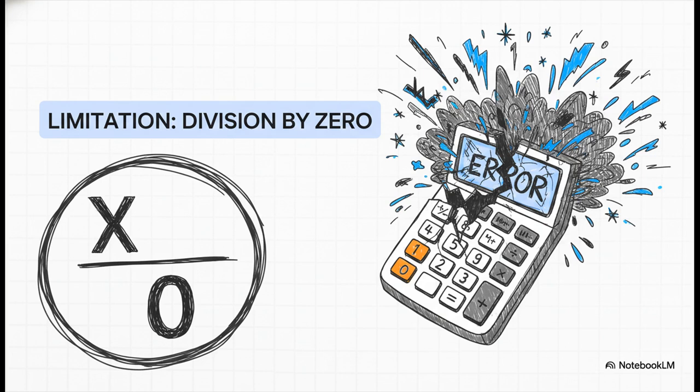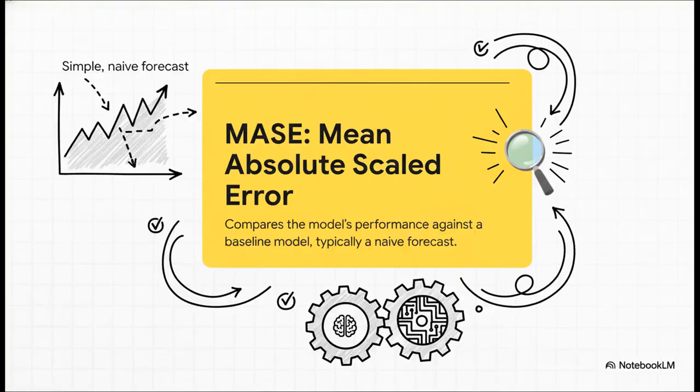This can be a real headache in situations like demand forecasting, where zero sales happen all the time. And that leads us to our final and maybe most clever metric, MASE, or mean absolute scaled error. MASE is brilliant. It dodges that zero problem completely, and it answers a really practical question. Is my fancy model actually any smarter than just a super basic guess? It does this by comparing your model's error to the error from a simple, naive forecast, like just guessing that tomorrow will be the same as today.